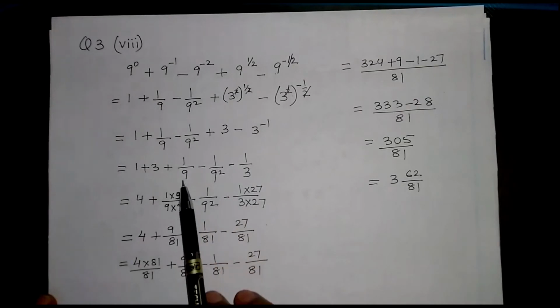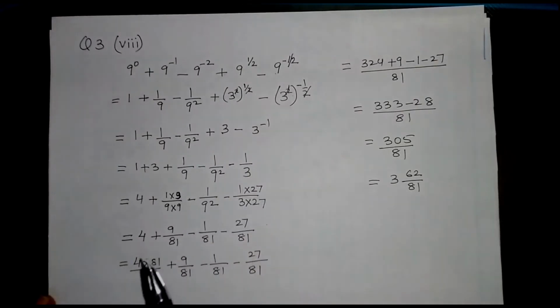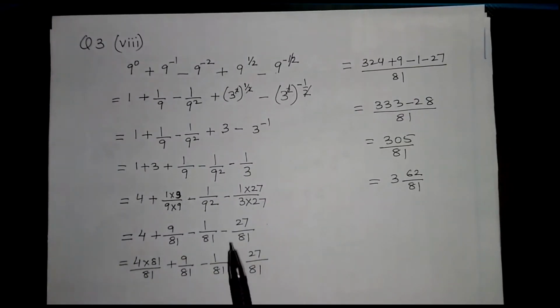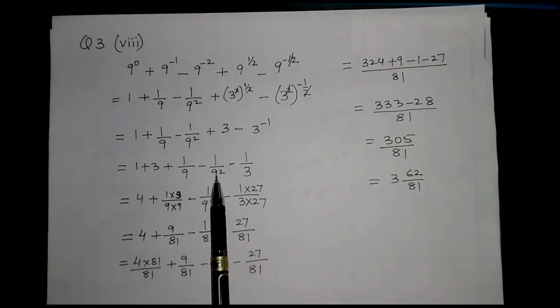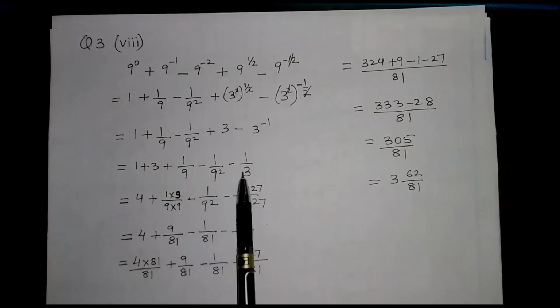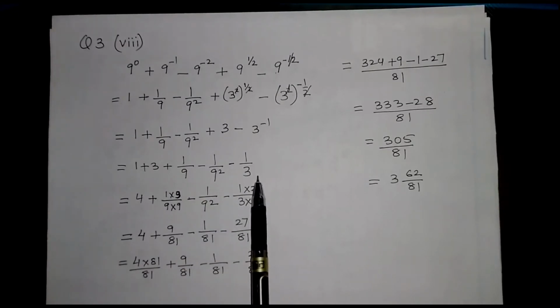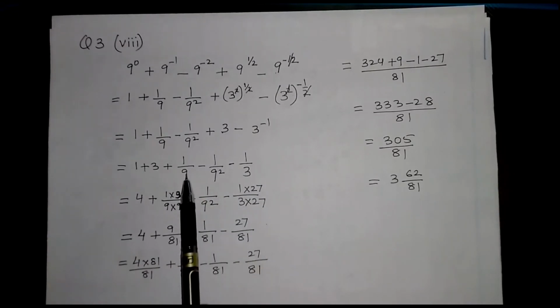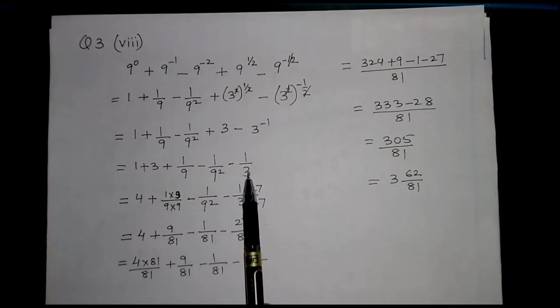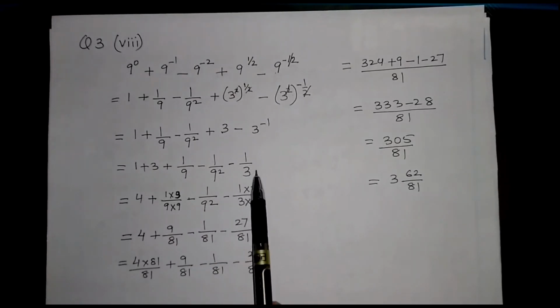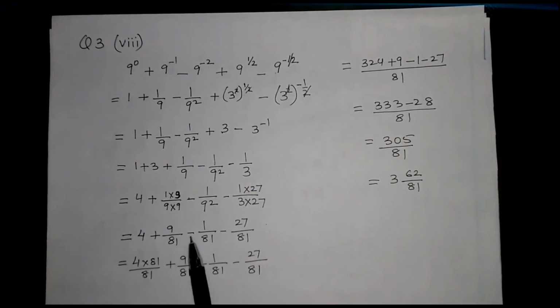Now these 3 we will add first. We'll try to equalize their denominator. This is 9 square, this is 9, this is 3. So LCM for all these 3 is 81. To make this 81, we'll multiply this fraction by 9. To make this 81, we'll multiply it by 27. So we have here all 3 terms with denominator 81.